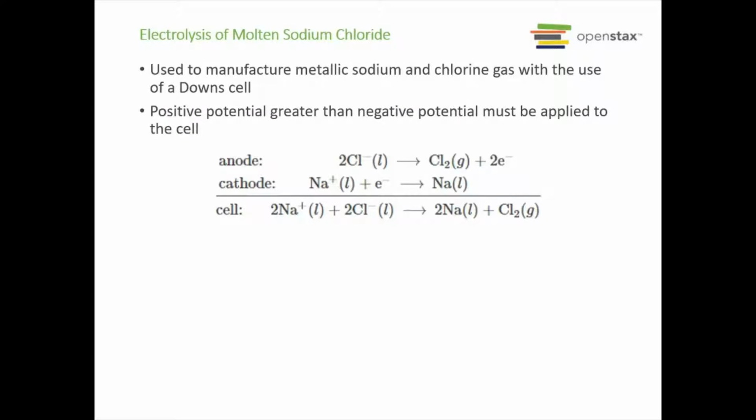So one example is the electrolysis of molten sodium chloride. This is used to manufacture metallic sodium and chlorine gas with the use of what is called a Downs cell. So you take molten sodium chloride, literally so you have that in the liquid phase, to produce the sodium and the chlorine gas. You have a positive potential that is greater than the negative potential that needs to be applied to the cell, because normally this reaction would not be spontaneous. You have to add some extra potential to the cell.